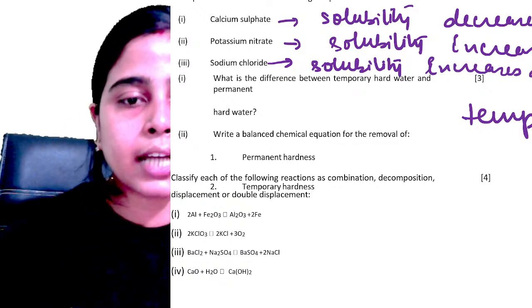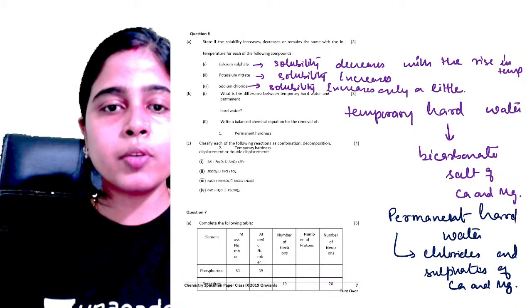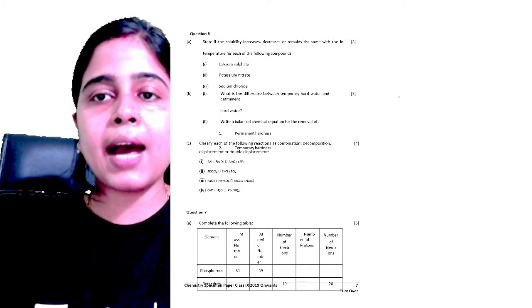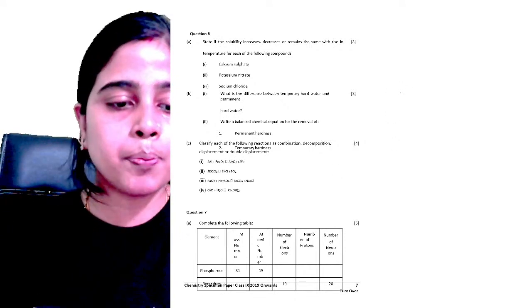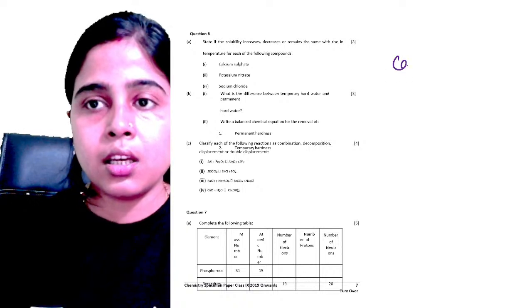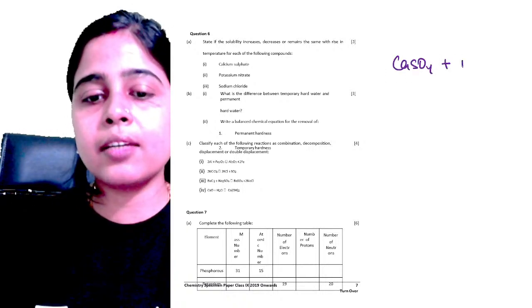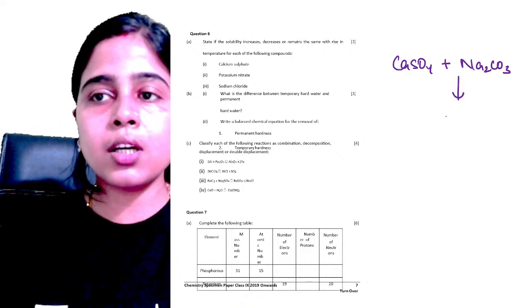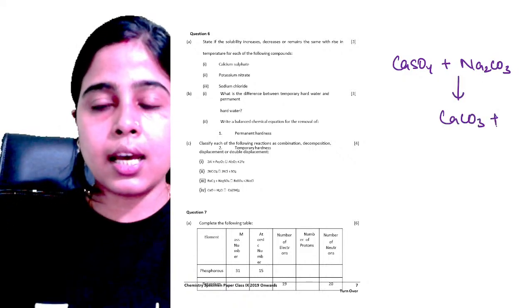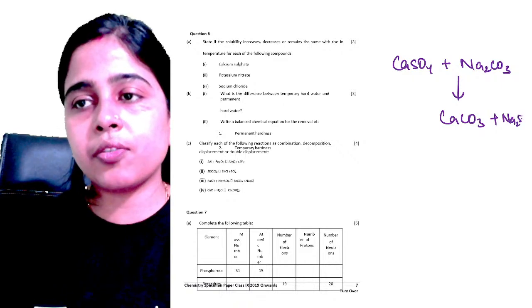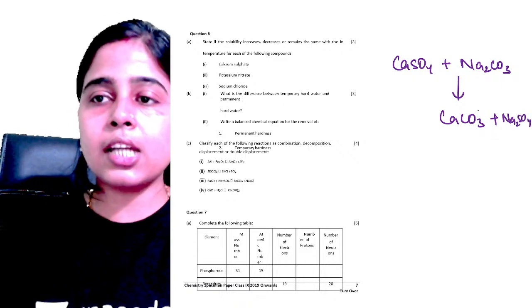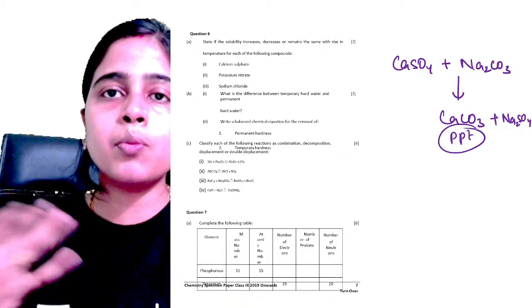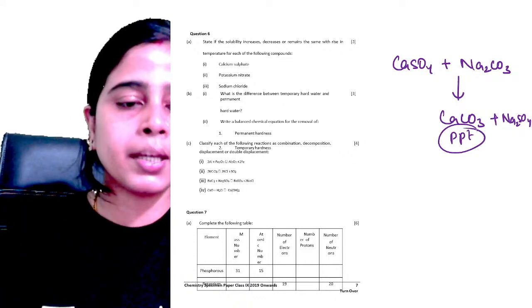Let me show you the reaction. So the balanced chemical equation for the removal of permanent hardness is this. Calcium sulfate will be treated with soda ash, that is sodium carbonate, to form calcium carbonate and sodium sulfate. Okay, so calcium carbonate will come out as a precipitate. This can be removed from the water and your water can be made soft.